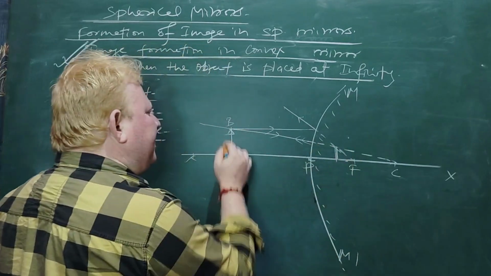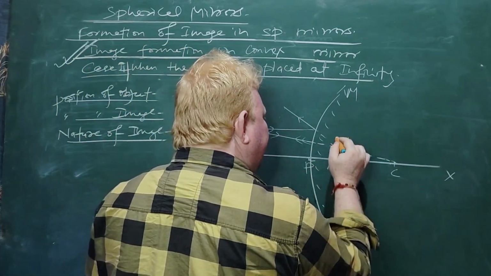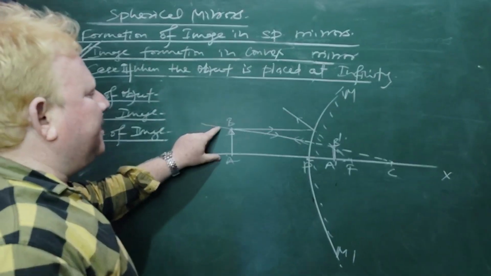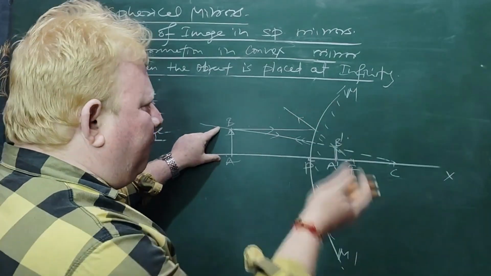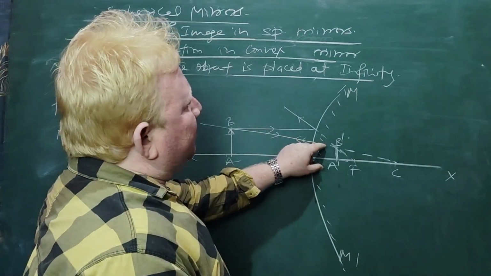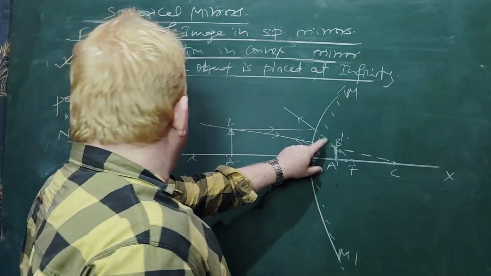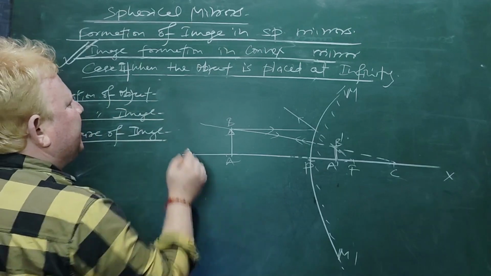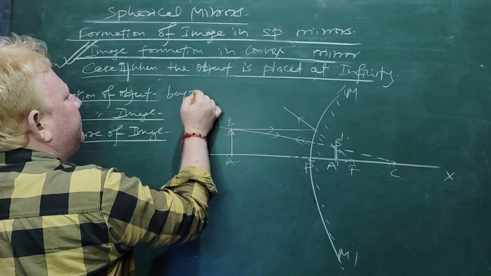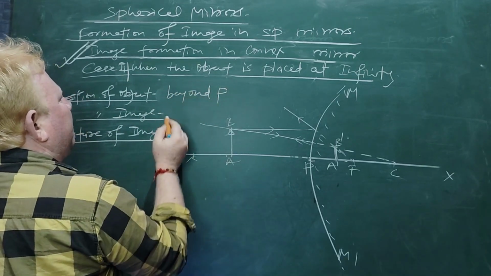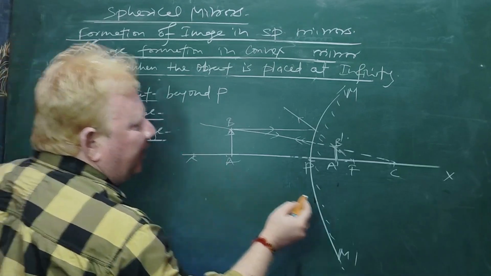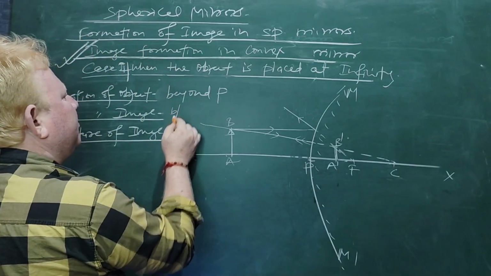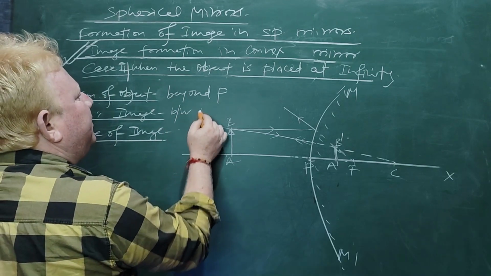So if the object is AB, then the image will be A'B'. You can see here that the height of the object is in the upward direction, and the height of the image is also in the upward direction, and of course it is erect. So what is the position of the object? I will write beyond P. And what is the position of the image? I will write between P and F.